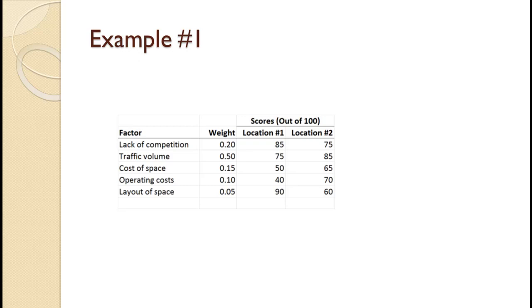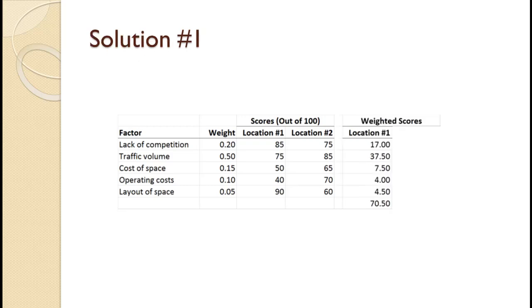4. Operating cost at each location, weighted at 0.10. As with space costs, we must assign a higher score to locations with lower operating costs. 5. The layout of the available space, weighted at 0.05. The scores for the 2 locations are shown on the slide. Which is the better alternative?